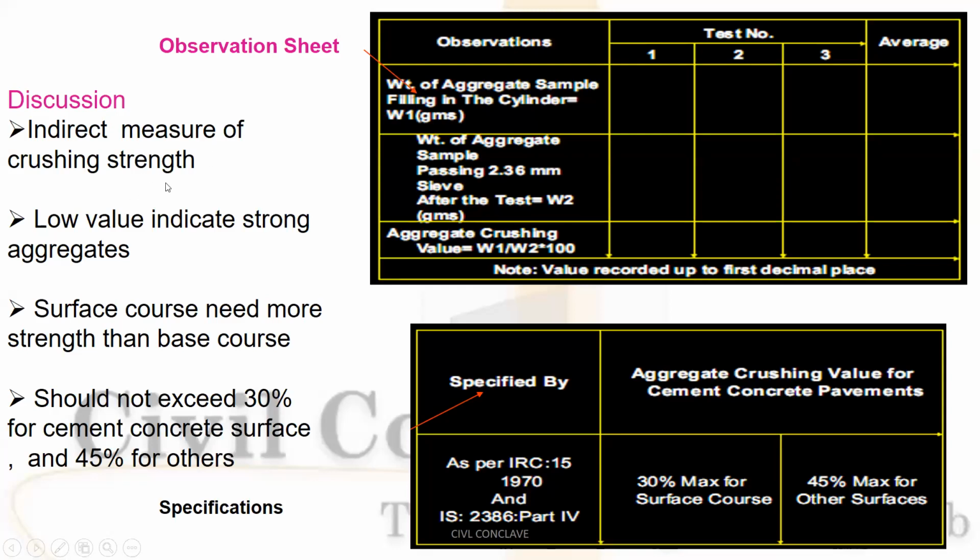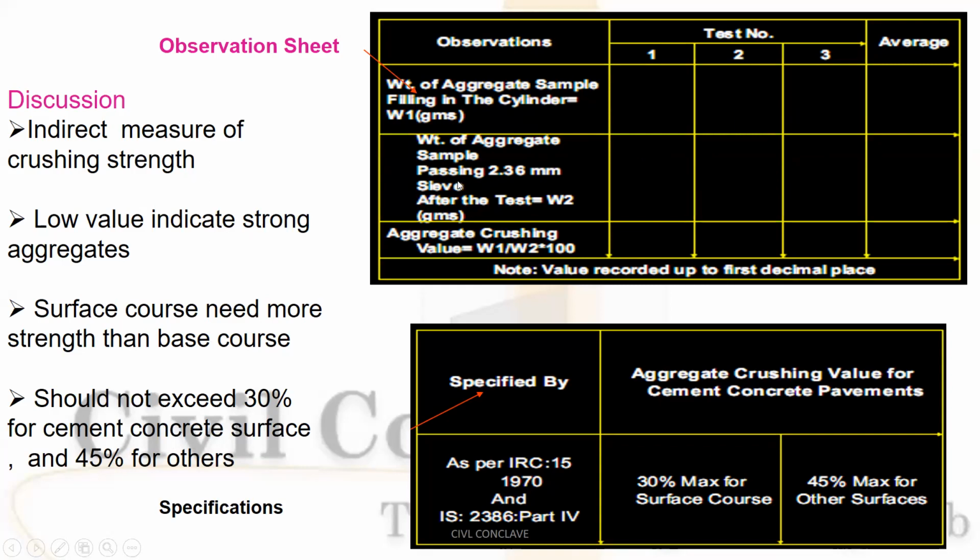Then, indirect measures of crushing strength: a low value indicates strong aggregate. Surface courses need more strength than the base course, and the value should not exceed 30% for cement concreting surface and 45% for others. This is the observation: weight of aggregate samples, test numbers 1, 2, 3.